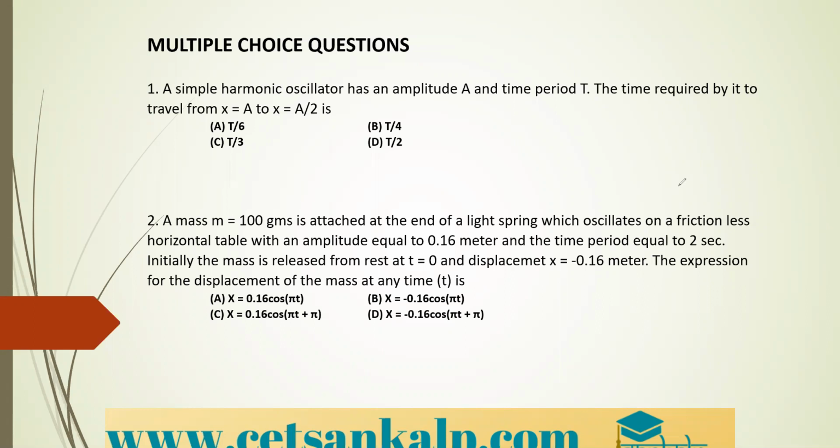So the first question is: a simple harmonic oscillator has an amplitude A and time period T. The time required for it to travel from x equal to A to x equal to A by 2 is. So here, what they have given you is that a simple harmonic oscillator has an amplitude. Its amplitude is A, and its time period is capital T.